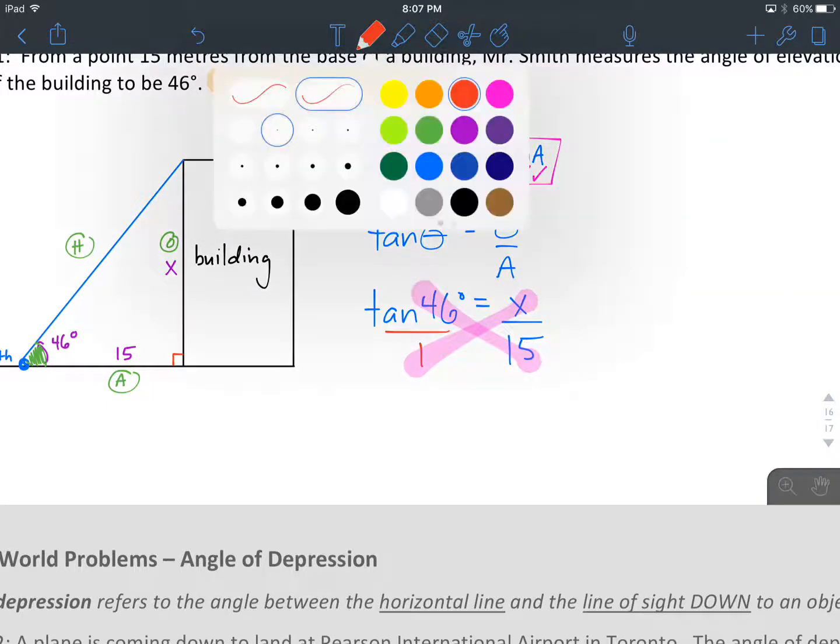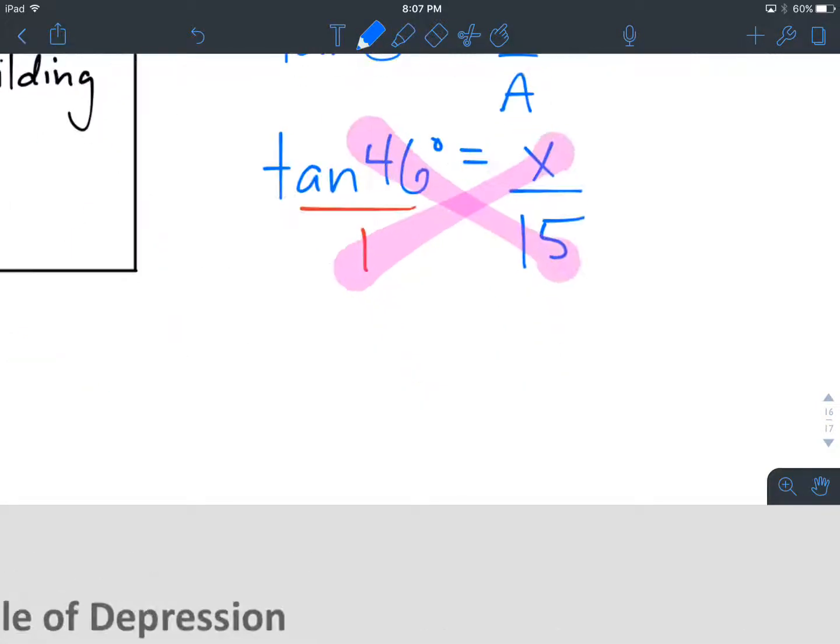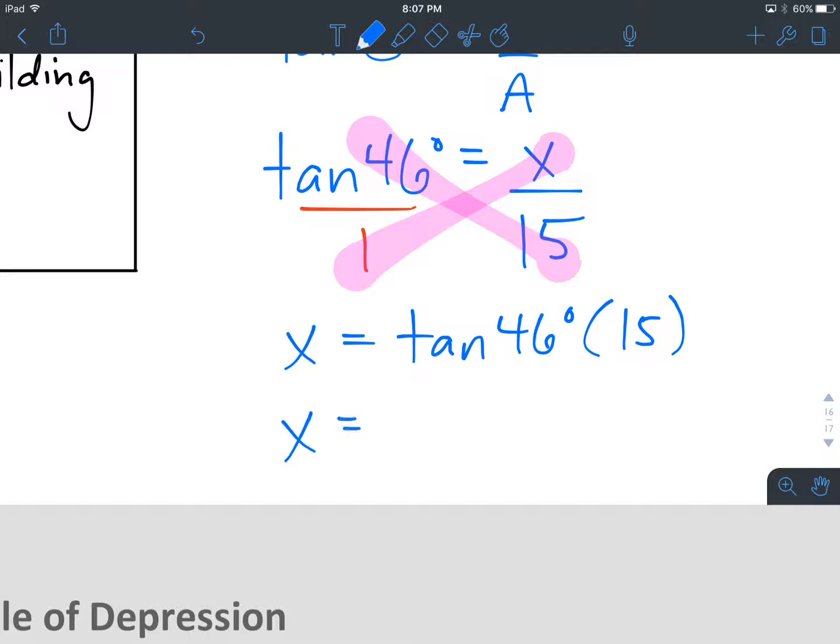We are going to have x, whoops, let's stick with the same color. So we're going to get x is equal to the tangent of 46 degrees times 15. That's going to be what I type into my calculator. So the tan of 46 degrees times our 15, and that's going to give us 15.5. So x equals 15.5, and that was meters, I believe.